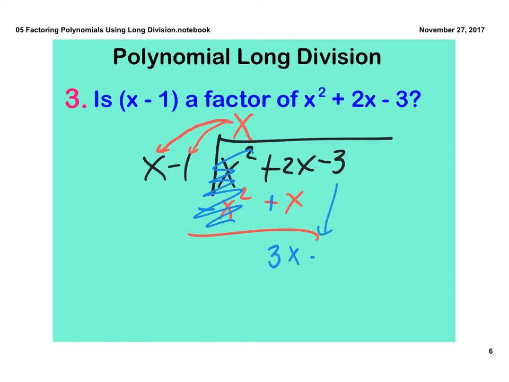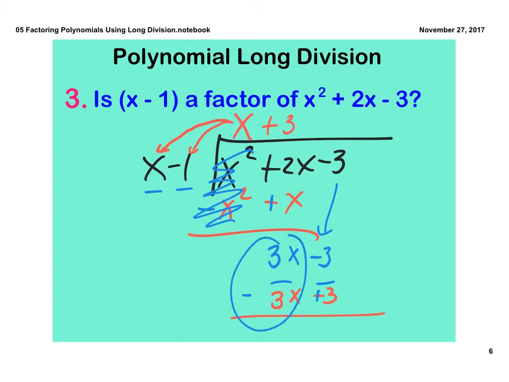Then these two cancel. This is 3x. Bring down the minus 3. If this has 2 terms, you're always going to want 2 terms down here to go with it. And then, I hope your gut is to put a 3 up here. 3 times the x, 3x. 3 times the negative 1 is negative 3. Draw the line. I always do opposite, opposite. And then these cancel, and those cancel. And I have 0 remainder.